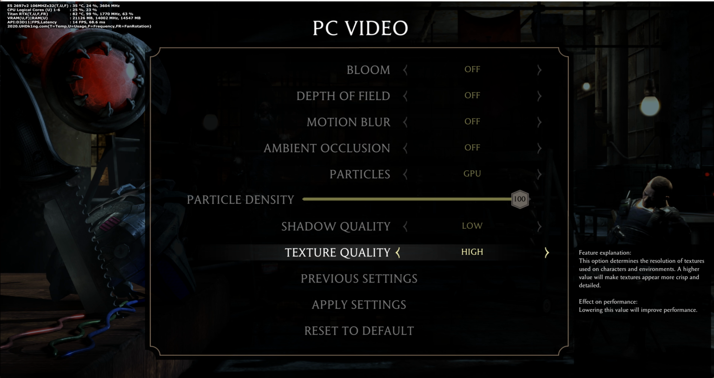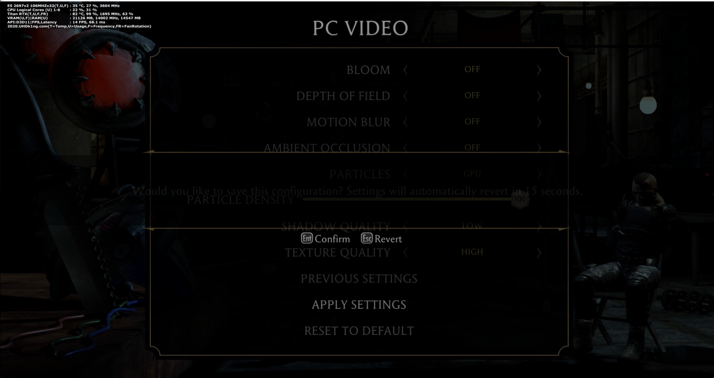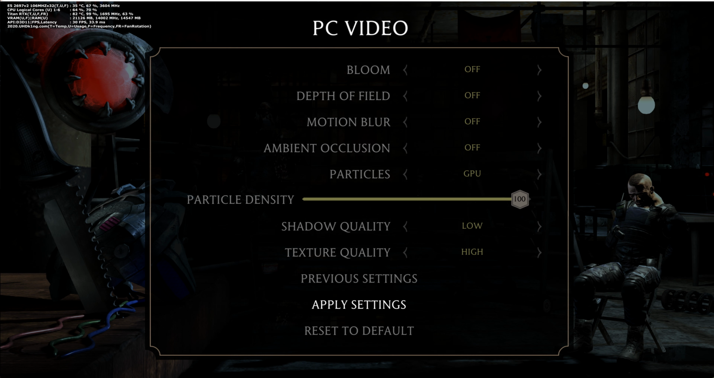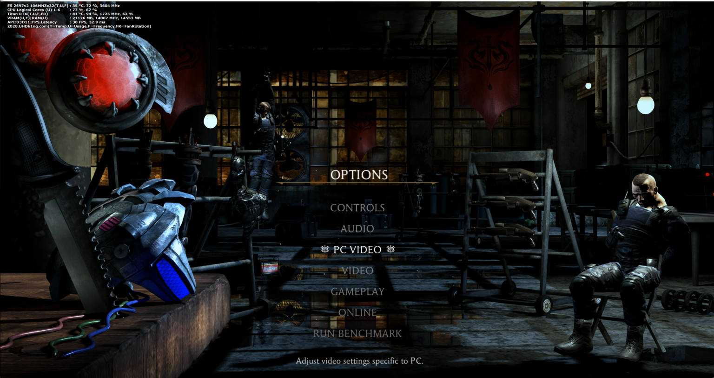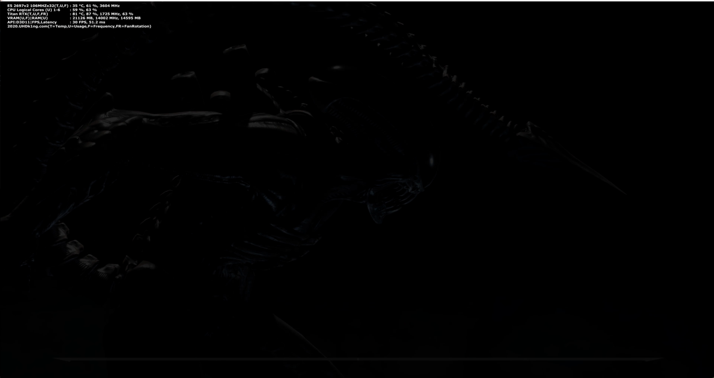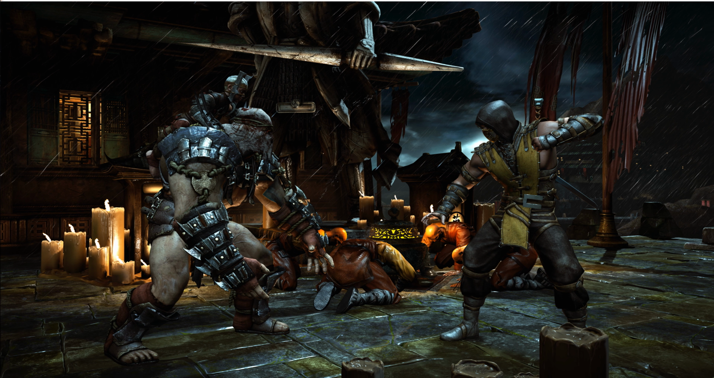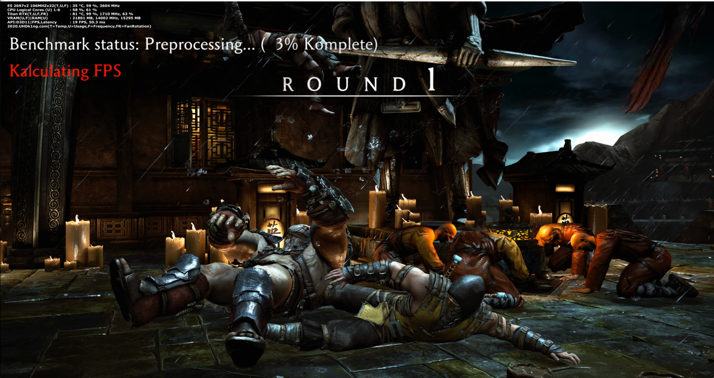Texture quality, of course, we want to have the highest possible, because what's the point of running 16K resolution? So this is the lowest possible settings, but still very hardcore, because this is 16K resolution. I'm going to use the in-game benchmark. Wow, I'm going to use it as a thumbnail.